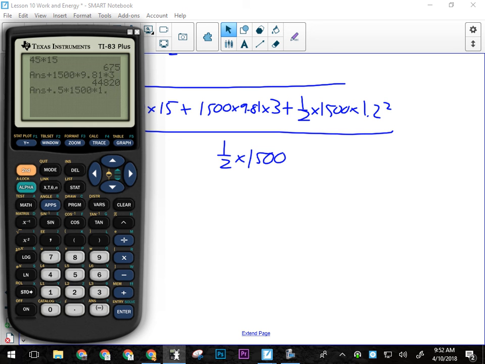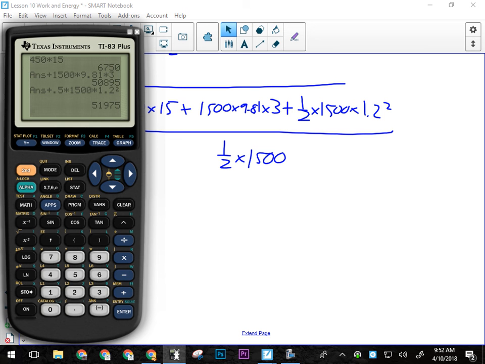Oh, that's why it seems so small. 450, good eye, times 15 meters. Okay, plus, that's better, 1500 times 9.81 times 3 meters. Plus the kinetic, 0.5 times 1500 times, not 9.81, sorry, times 1.2 squared.